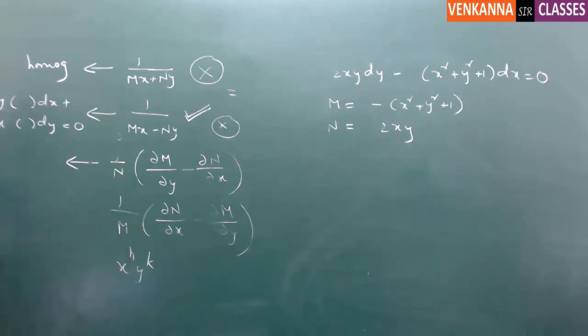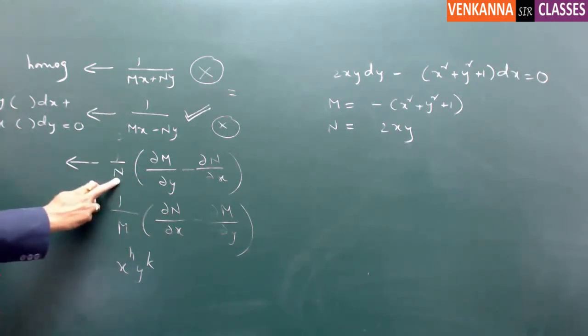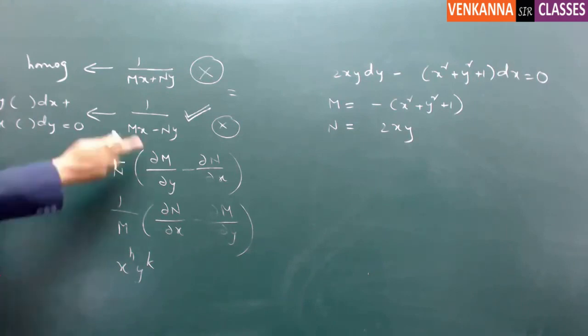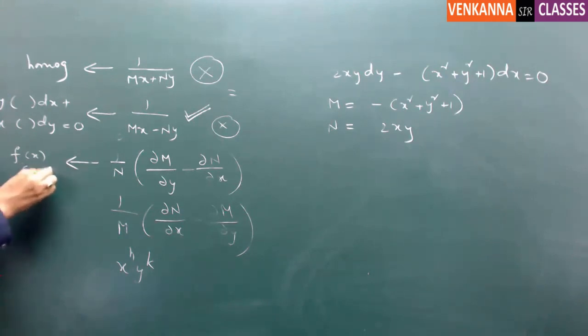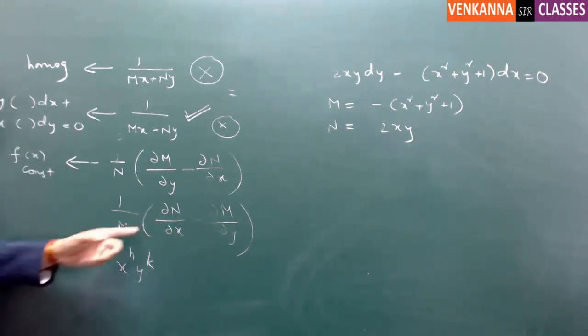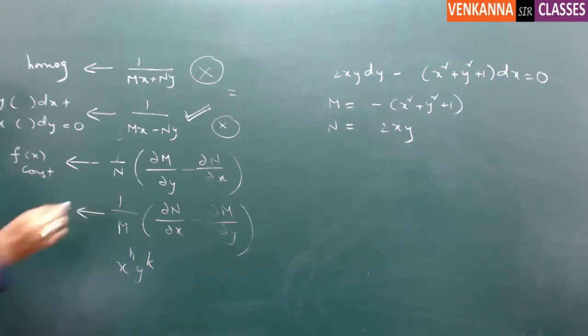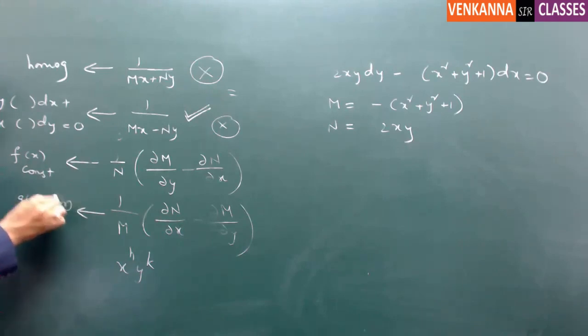What is the objective here? If you are starting with this one, on evaluating the result, it should be a function of x or a constant. Similarly, here also, if you evaluate this whole term, the result must be a function of y or a constant.